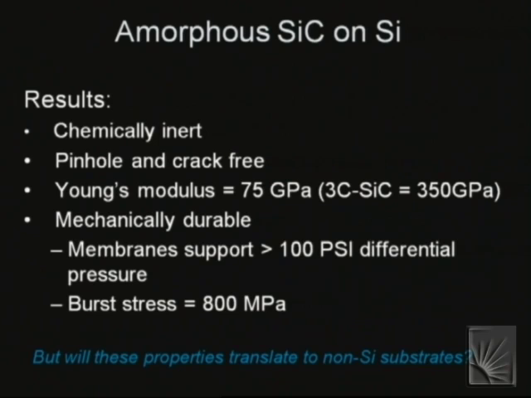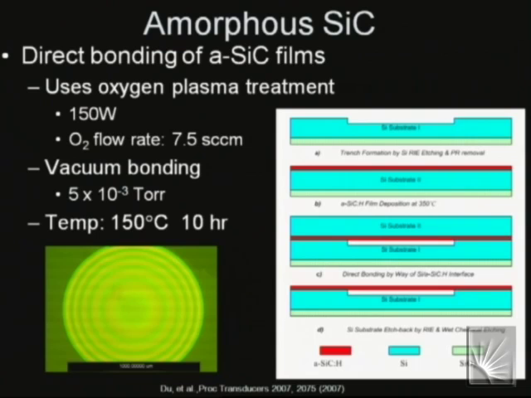For reference, this is one for a 3C, single crystal 3C film measured using the same technique. So it's even lower. I think that's actually a good thing if we're going to interface it with freestanding polymeric substrates, but again, we haven't gotten quite there yet. And actually, it begs the question, will these properties translate to non-silicon substrates, most notably polymers?